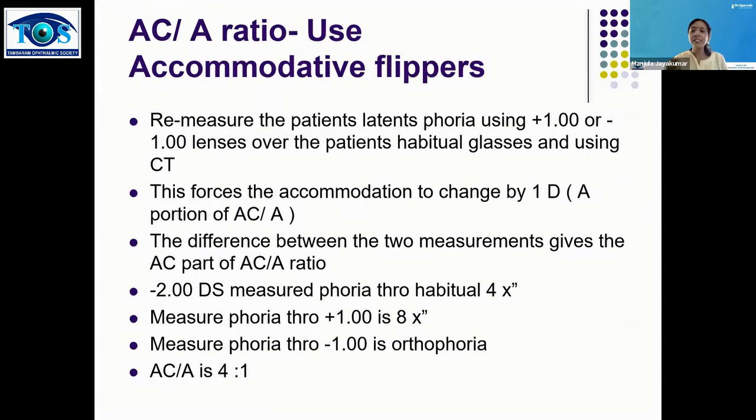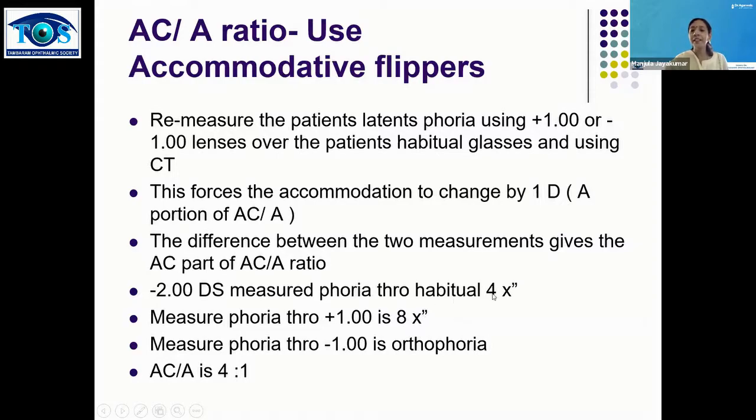Okay, next we are going into the AC/A ratio. The simplest way to assess your AC/A ratio is to use your flipper. Let the patient wear his habitual correction and use a +1, -1 flipper. This is the fastest and quickest method in the OPD to assess your AC/A ratio and do your cover test. With a -2 diopter sphere, if the patient has a phoria of 4 exo, you're using your +1. Now you're getting 8 exophoria. And then you're using your -1 flipper and you're getting orthophoria.